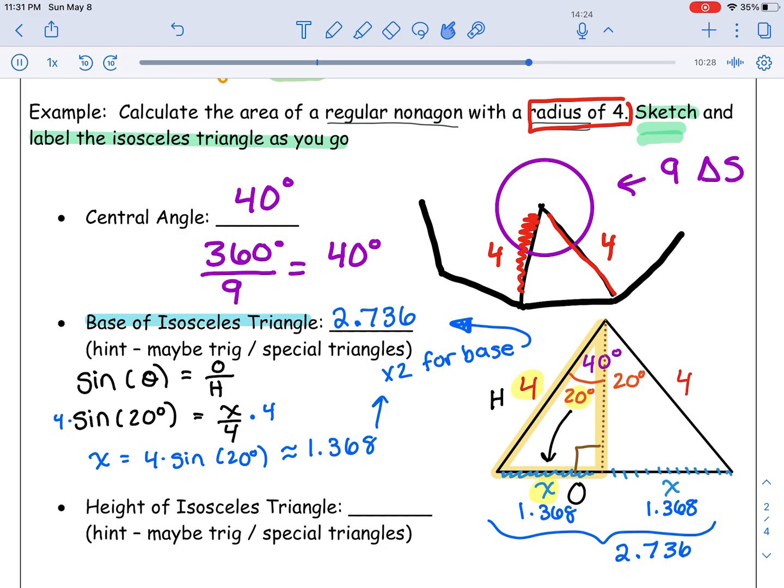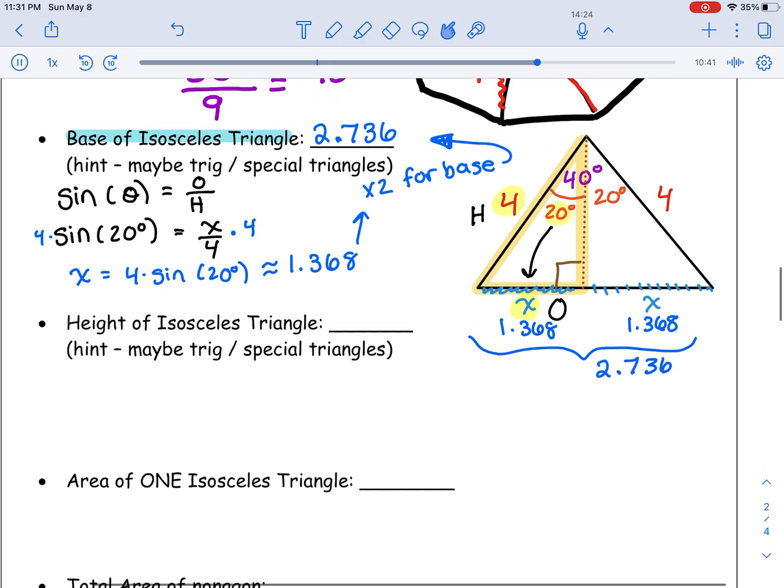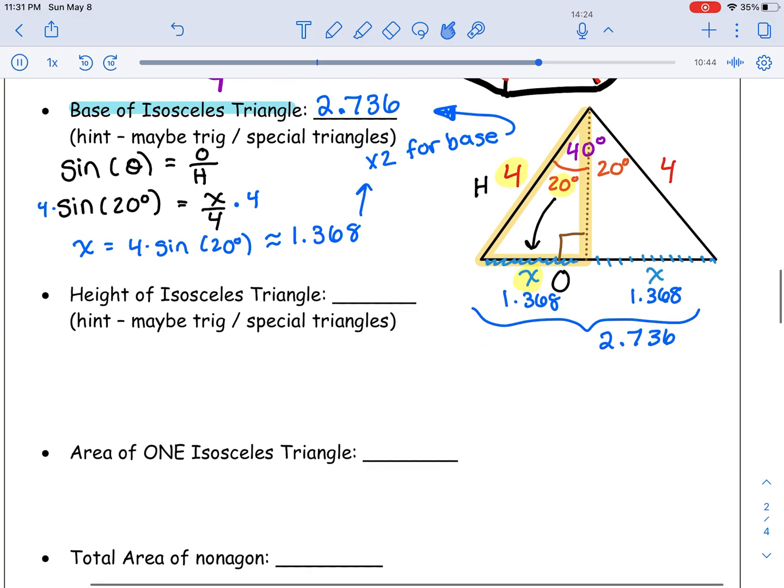So I almost have my entire triangle's information. But when I'm trying to find the area of a triangle, I don't need just the base. I also need the height. Now, if I look at this triangle, I can label the height with the letter Y. That's my adjacent side when I compare him to the 20 degrees.